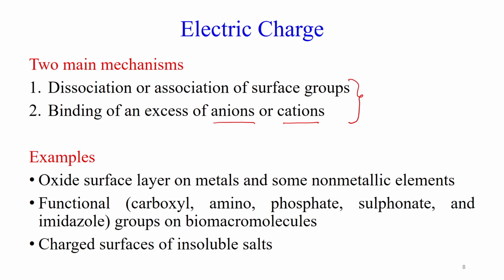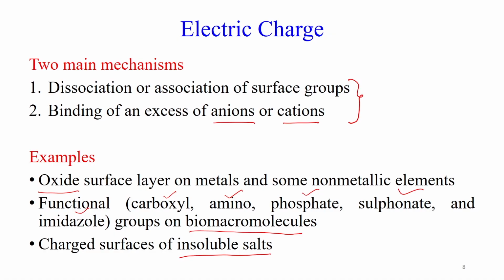I have listed a few examples, like oxide surface layers on metal and non-metallic elements. Oxides will obviously be negatively charged. If you look at biomacromolecules, they are going to have different charges: carboxylic group, amine group, phosphate group, sulfonate group and imidazole group. Depending on these functional groups, they are going to acquire different charges. And of course, if there is some salt solution and salts are adsorbed on the surface, then depending on the charge of the salt, the surface is going to have a different charge.